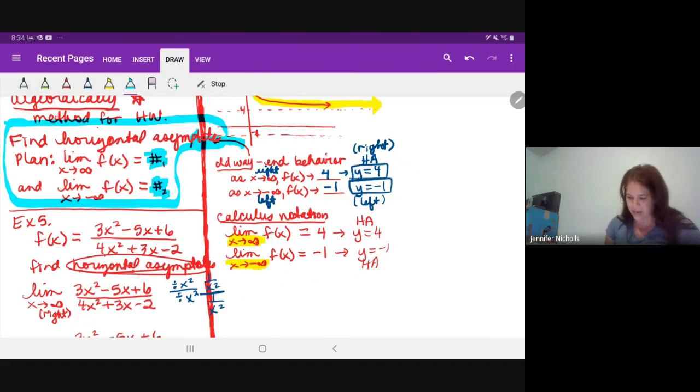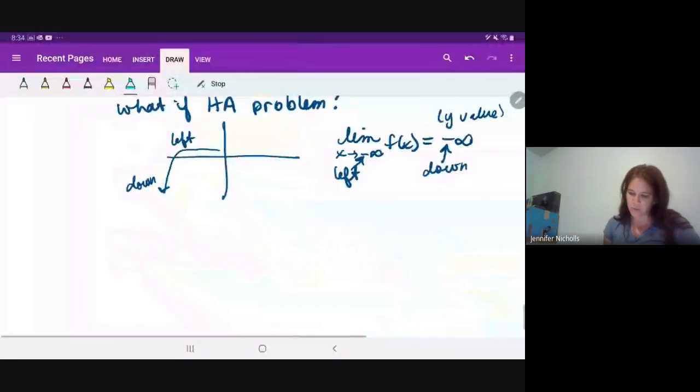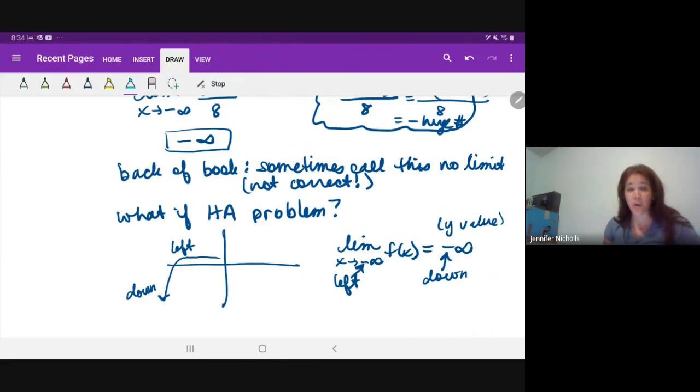So scroll back down. What this means is no horizontal asymptote. That's how you get no horizontal asymptote. Now, technically, I was only doing a left one, right? Not a right one. So I was only doing a left horizontal asymptote on that.